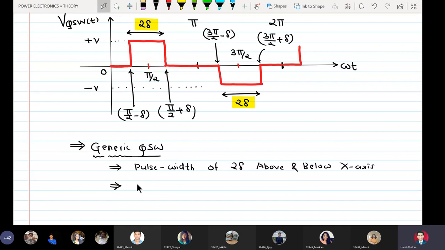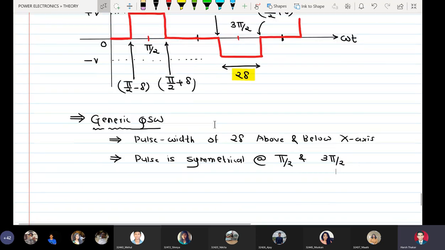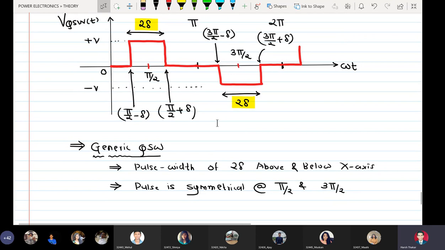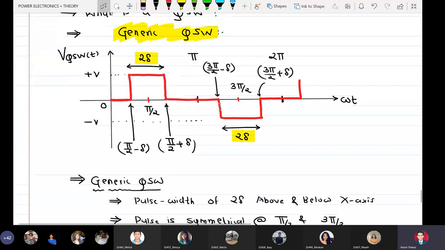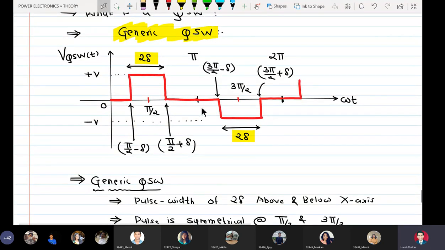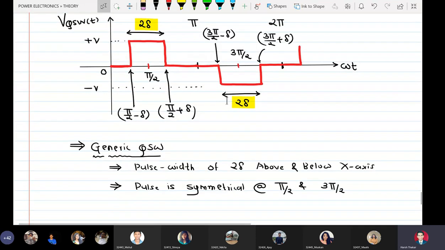Second thing is that the pulse is symmetrical about both pi by 2 and 3 pi by 2. So it is having a pulse width of 2 delta above and below x-axis. The pulse is symmetrical about pi by 2 and 3 pi by 2. It goes from pi by 2 minus delta to pi by 2 plus delta. Similarly, it goes from 3 pi by 2 minus delta to 3 pi by 2 plus delta. So now it's very simple. You just convert these radians into degrees.